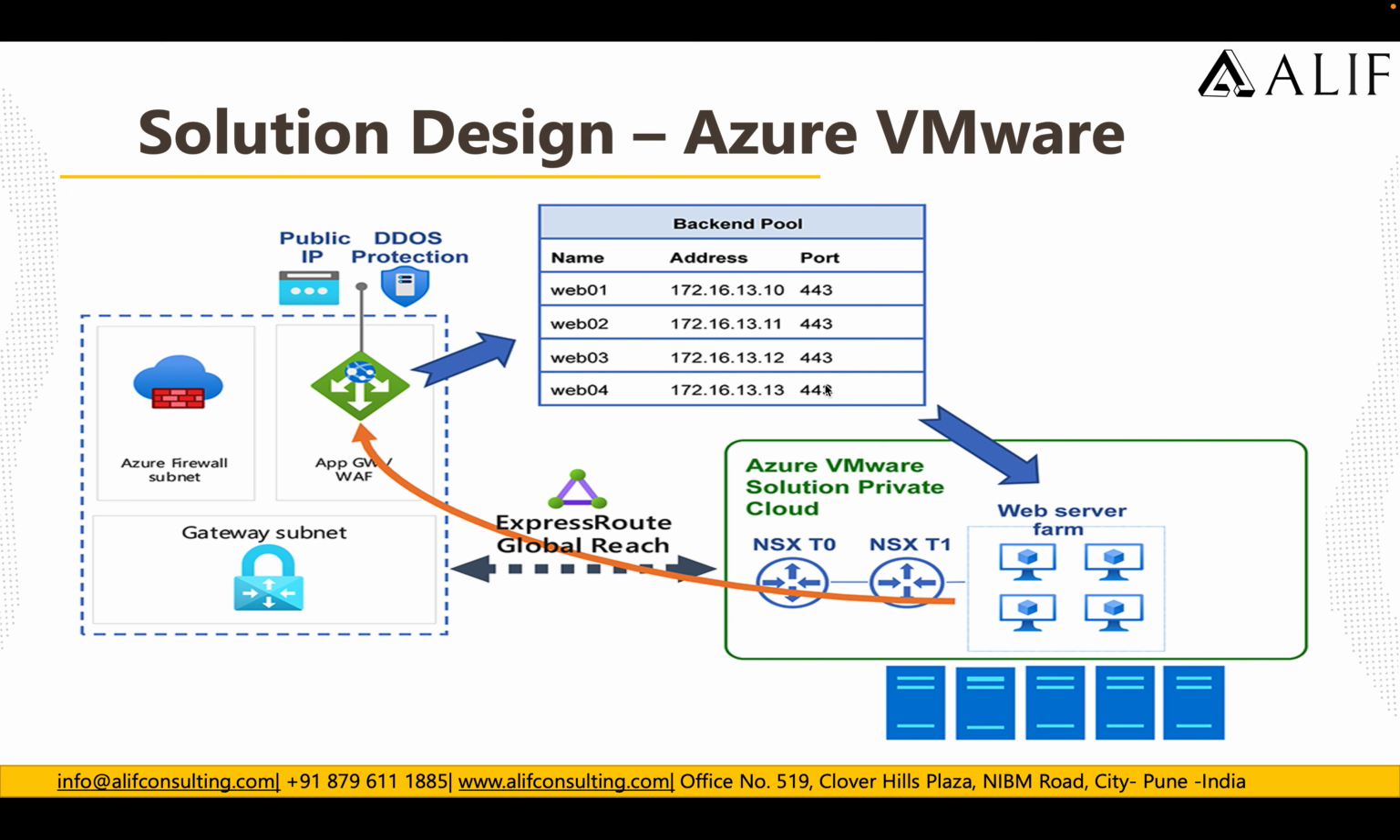And then anything that needs to be configured on the application gateway or any other services, they can use ExpressRoute directly to connect all the VMs running on the VMware solution private cloud.